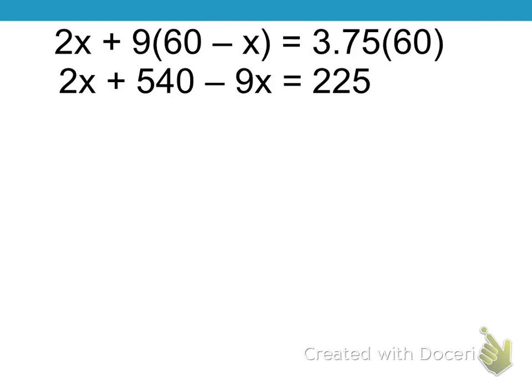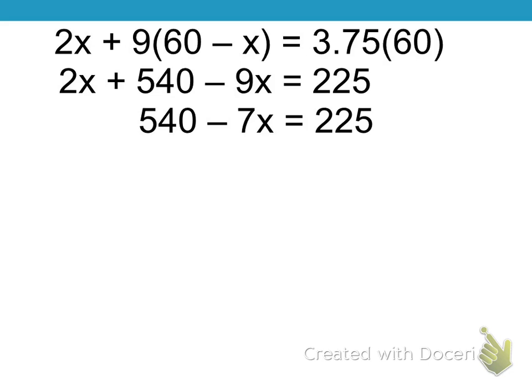Now, here the solving gets a little different because you see how the x's are on the same side of the equal sign? So we can just combine like terms. What's 2x minus 9x? Minus 7x. So we have 540 minus 7x equals 225. Do you have a question? All right, now what?